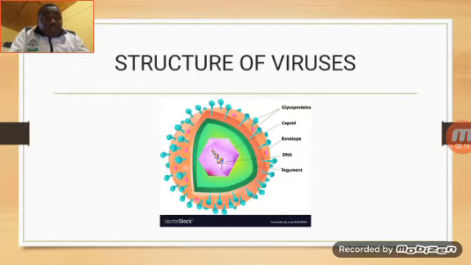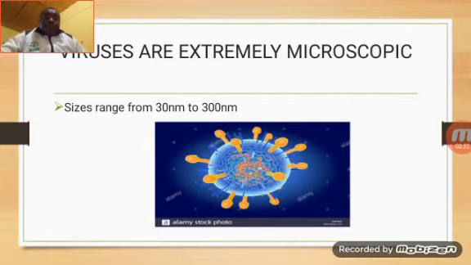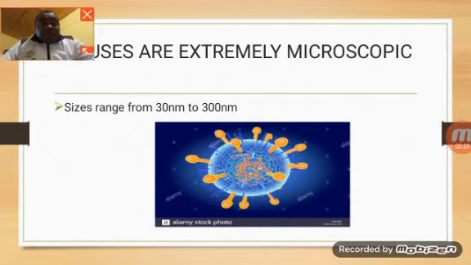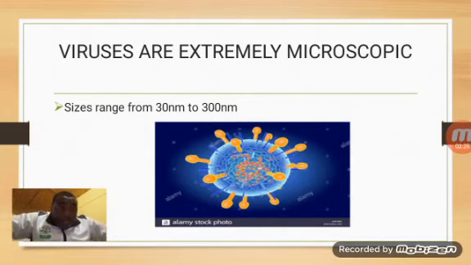Let's talk about some of the characteristics of viruses. We know that viruses are very small. Their size compared to bacteria is about 1/100 of the size of a bacterium, so they are extremely smaller than bacteria. Their sizes range from 30 nanometers to 300 nanometers. Viruses are very small and you cannot even see them with your naked eyes. Even with a light microscope, you cannot see a virus. You need a very strong electron microscope to view a virus.